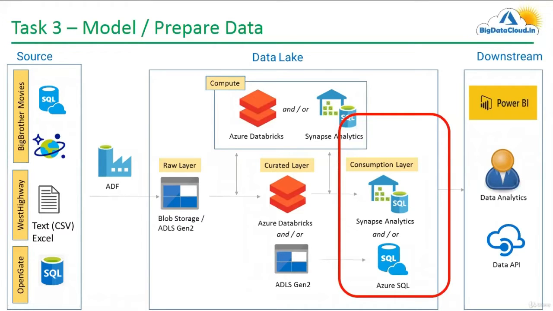We'll move to the next task, that is modeling, or preparing data for consumption. So here, as you saw, we had raw data in our raw layer. Then we transformed the data and stored it on ADLS Gen 2, that is the curated layer. Now we will bring the data to the consumption layer.